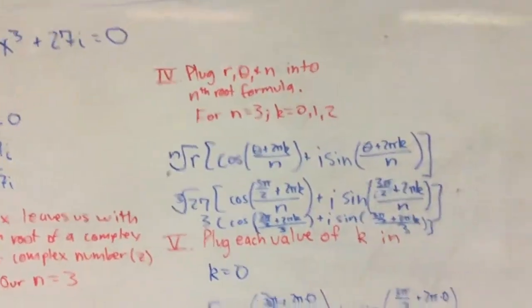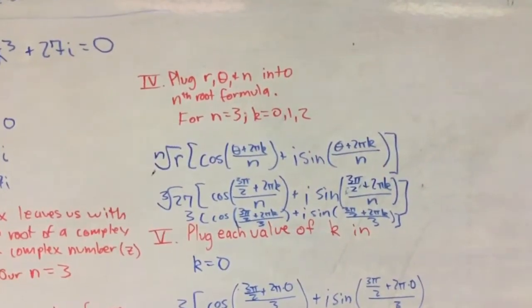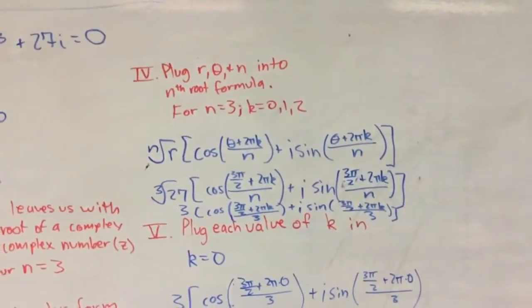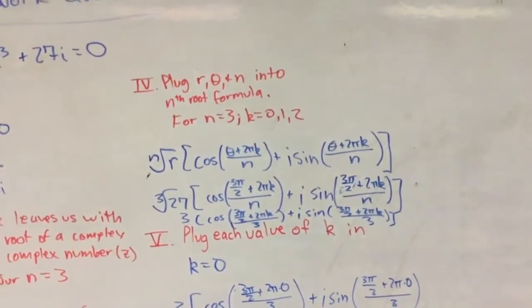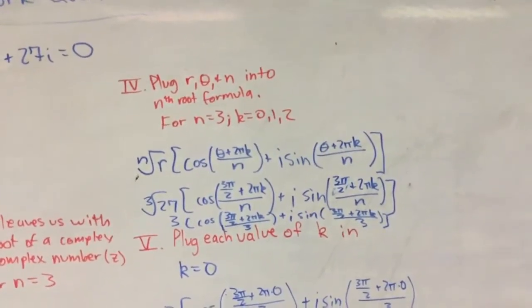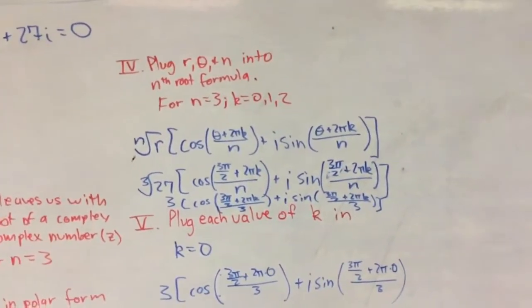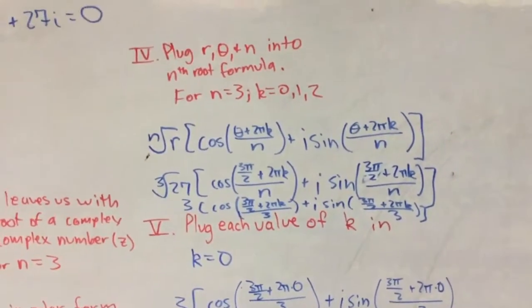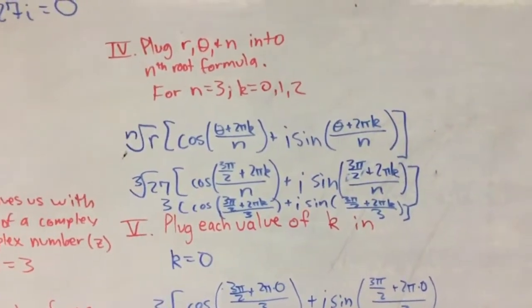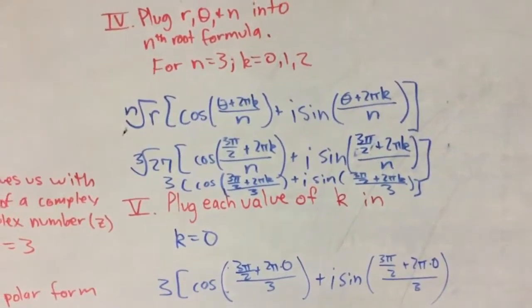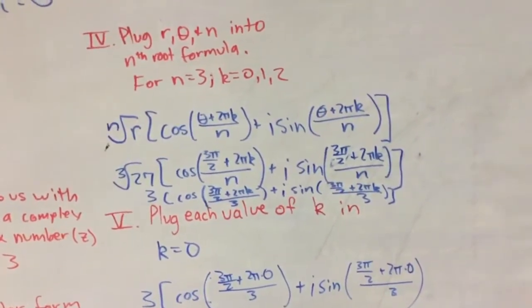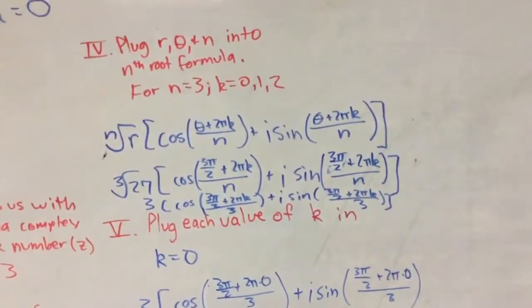Now, we can take that polar form and plug r, theta, and n into the nth root formula. And remember, for n equals 3, k will be all the numbers in the sequence starting at 0 to n minus 1. So it'll be 0, 1, and 2. We write our nth root formula. I would always suggest writing the formula first. Then we plug in our numbers and simplify. We get 3 times the cosine of 3 pi over 2 plus 2 pi k over 3 plus i times the quantity of the sine of 3 pi over 2 plus 2 pi k over 3.